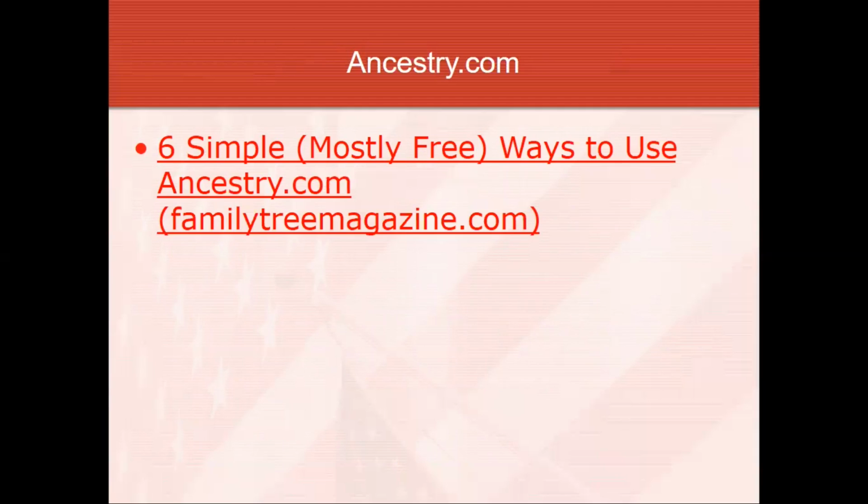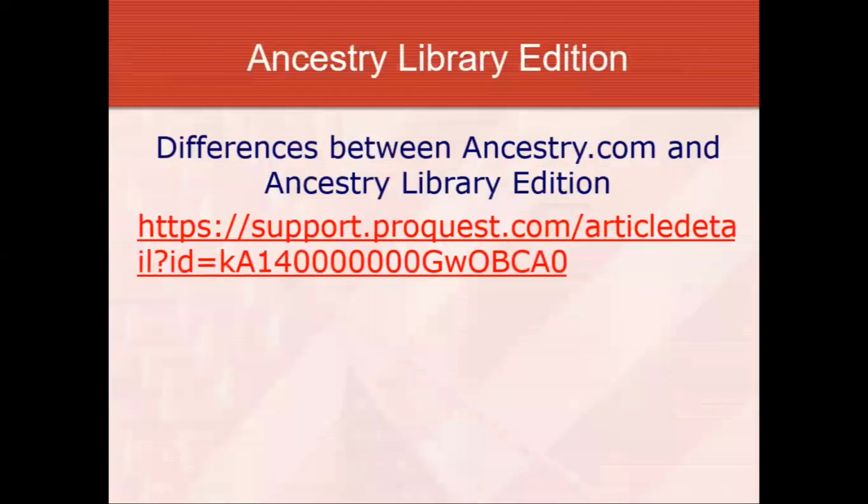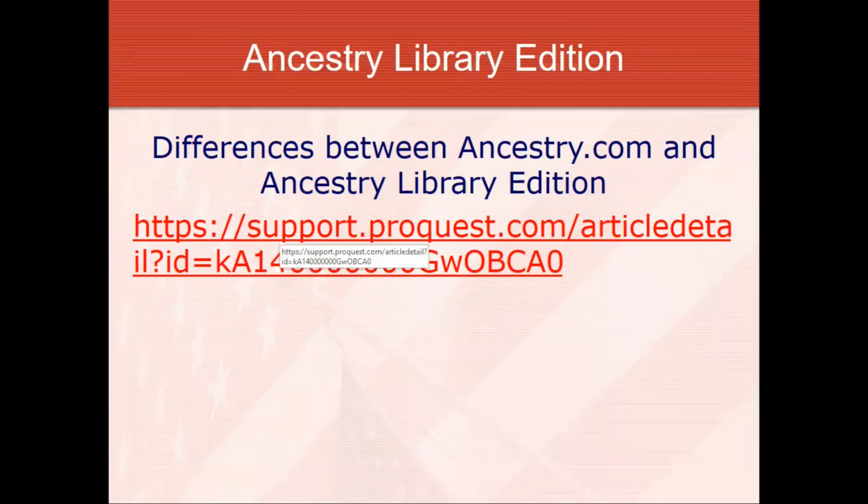Okay. I looked up an article on Ancestry.com, and it has 6 simple, mostly free ways to use Ancestry.com. And we'll put this link somewhere on the website or in the program so that you can access that article, or you could just go look it up. It's a free article in Family Tree magazine, and that'll explain how to use Ancestry.com. Now the differences between Ancestry Library Edition and Ancestry.com. We'll just look at it for a second.